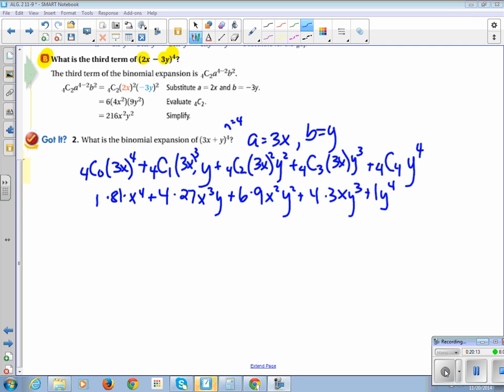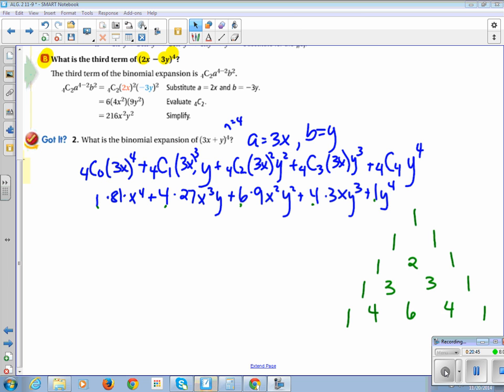So remember, just to do a little snippet, Pascal's triangle. If you're doing 4th power, it's 1, 4, 6, 4, 1, which matches our 1, 4, 6, 4. Remember when we did Pascal's triangle? That was so much fun. All those days ago.